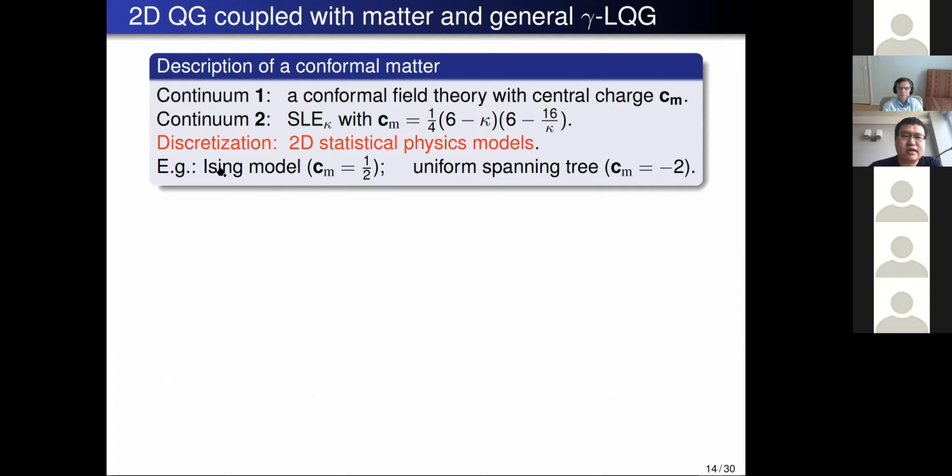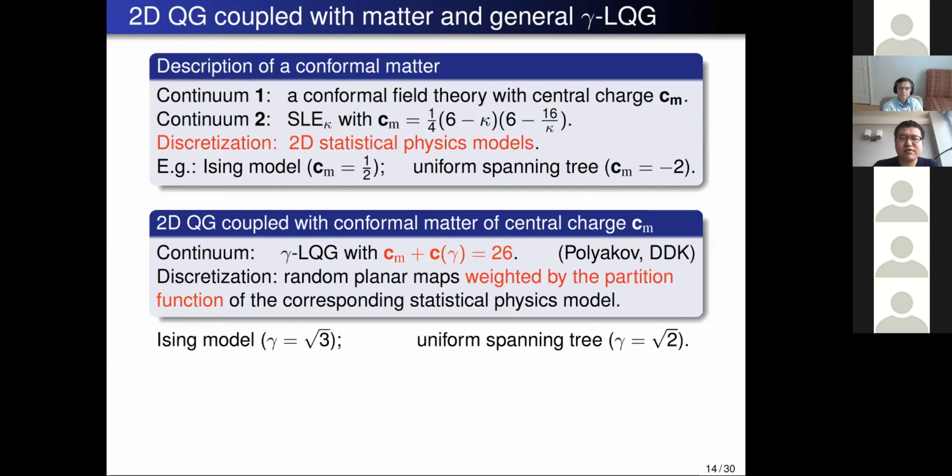For example, the Ising model would correspond to a conformal field theory of central charge 1/2, and the uniform spanning tree corresponds to central charge equal to -2. And then according to Polyakov's prediction, the continuum limit of the 2D quantum gravity coupled with conformal matter with this central charge is given by this gamma Liouville quantum gravity. And the 2 central charges are related by this magic formula.